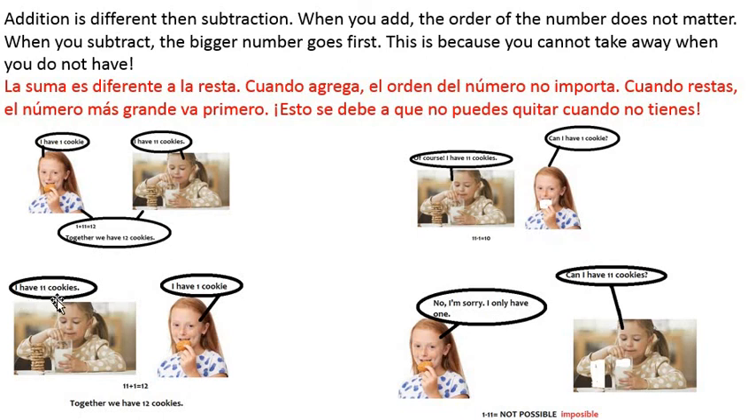I have 11 cookies. I have 1 cookie. 11 plus 1 is 12. Together, we have 12 cookies.